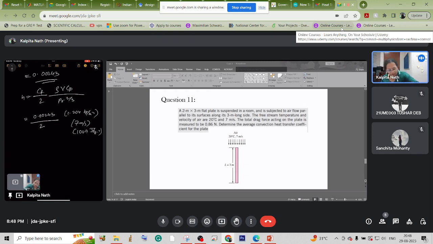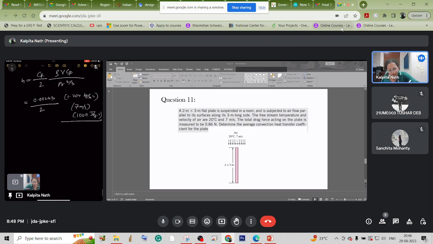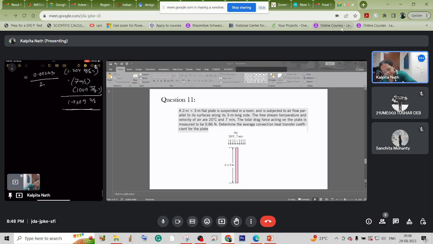Okay, these values are not given, right? How did you solve it without these values? I completely forgot to include these values. So this is the Prandtl number. So this will come out to be 12.7 watt per meter square degree Celsius. Okay.